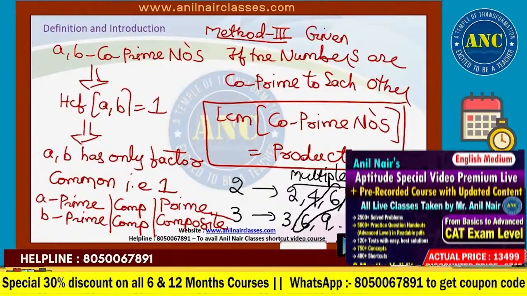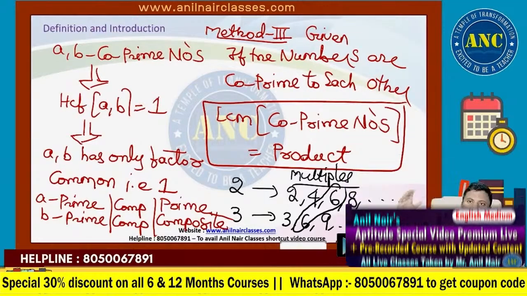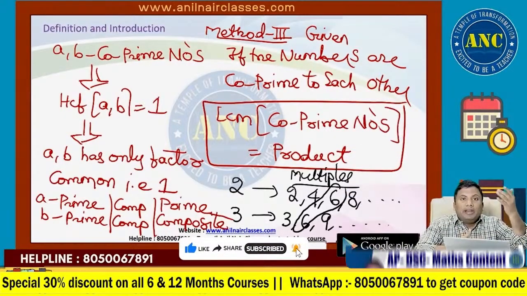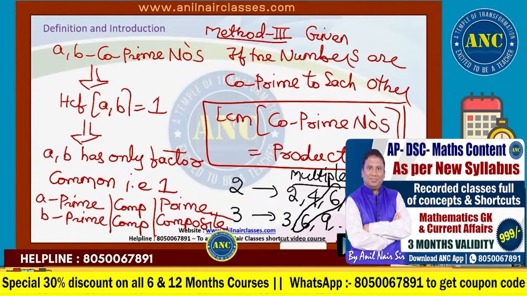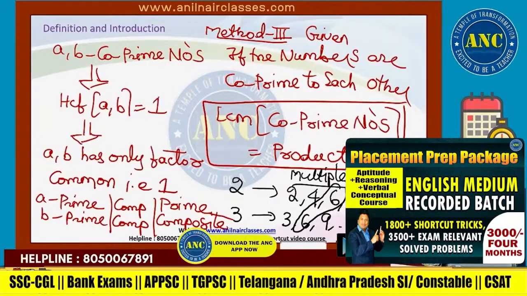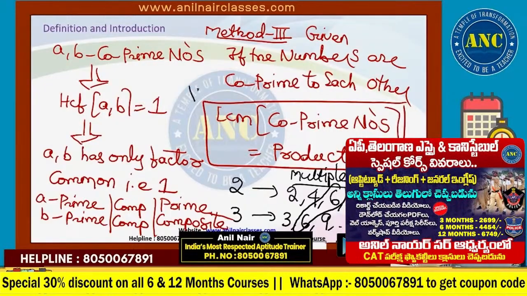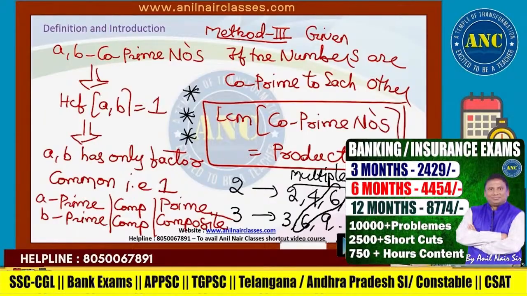Why is it a product? If I take 5, 5 1s are 5, 5 2s are 10, 5 3s are 15. If I take 3, 3 1s are 3, 3 2s are 6, and so on. 5 will meet 3 at 15. 3 will meet 5 at 15. 15 is nothing but the product of 3 and 5. LCM of co-prime numbers is always their product.